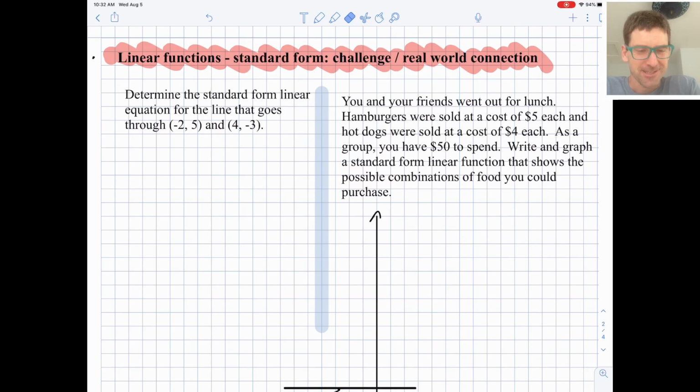All right, now we're going to keep going with linear functions and our work with standard form, and we'll be looking at a challenge and a real-world connection. I encourage you to try both of these on your own, pause the video, and then check back in and see how you did as you follow along.